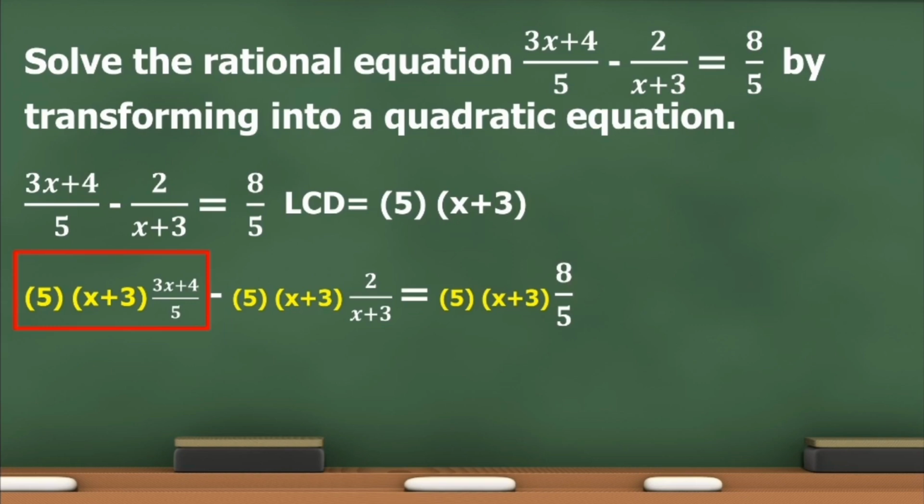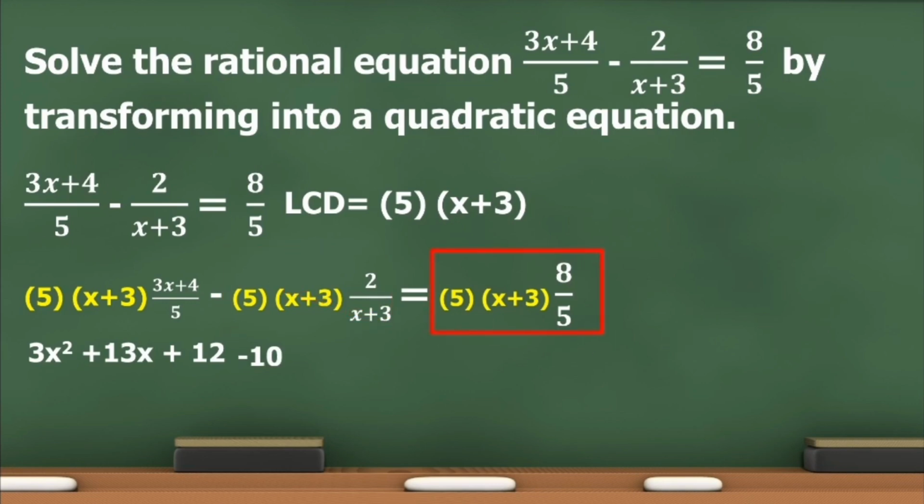Dito, cancel natin yung 5. Pagkatapos, multiply natin yung x plus 3 and 3x plus 4 using FOIL method. And x plus 3 times 3x plus 4 is equal to 3x squared plus 13x plus 12. Okay, next. So, dito naman, kakancel natin yung x plus 3. And 5 times 2 is equal to 10. Pero syempre, wag mong kalimutan yung ating minus. So, minus 10.